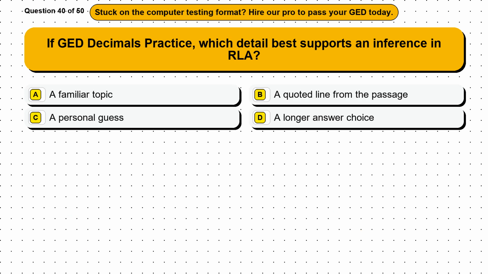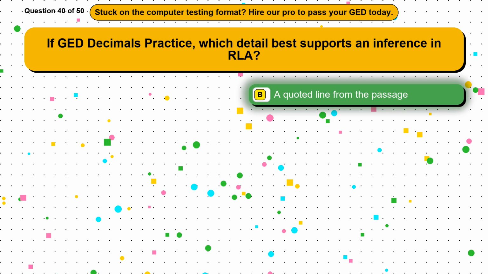Question 40. In GED Decimals Practice, which detail best supports an inference in RLA? Option A. A familiar topic. Option B. A quoted line from the passage. Option C. A personal guess. Option D. A longer answer choice. The correct answer is option B. A quoted line from the passage.